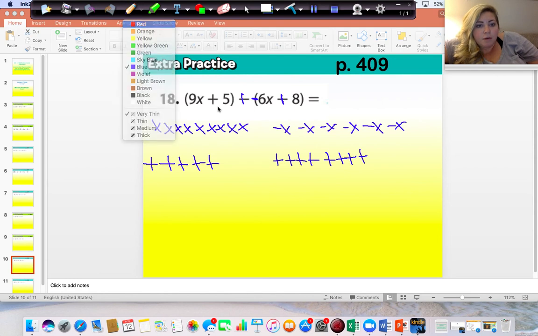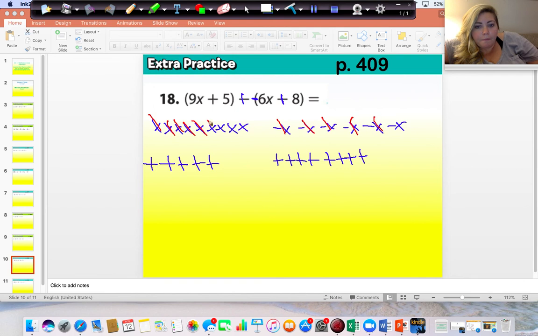Okay, so now I want to cancel out my positives with my negatives. So I'm left with 2 positive x's. And then I've got 5 positives here, and I've got 8 positives here. So I've got a total of 13 positives.